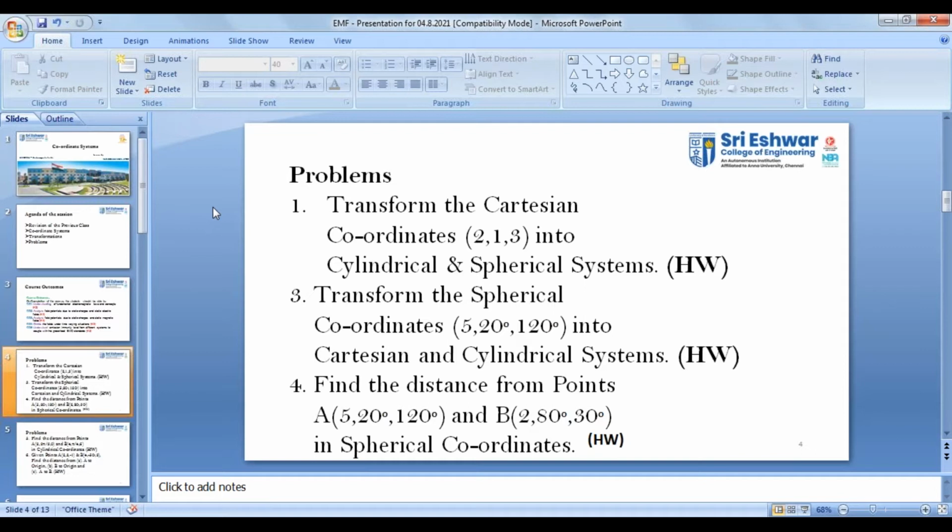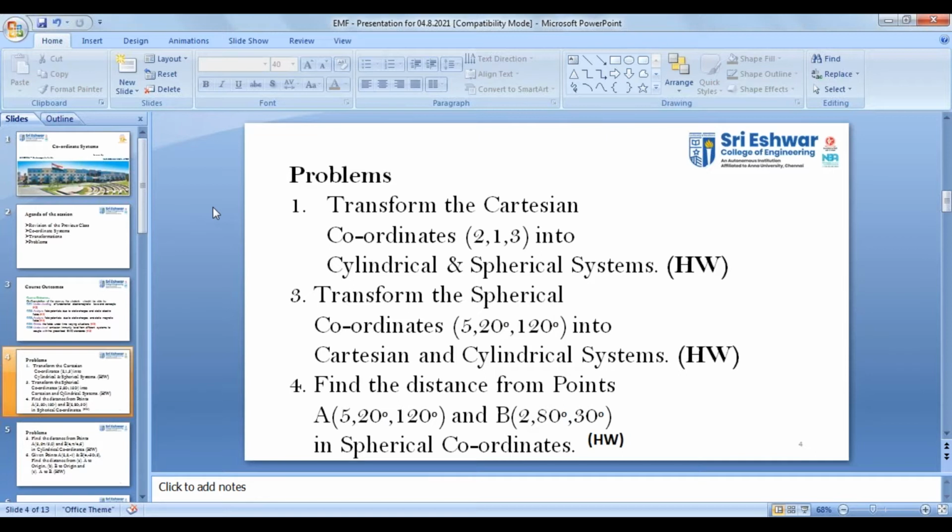So cylindrical to spherical, as we know already, cannot be done directly, so we have to use Cartesian system as the intermediate. Right? So convert cylindrical to Cartesian, then Cartesian to spherical. In the same way, spherical to cylindrical, directly we don't have any formula. Try to convert the given spherical system into Cartesian system, then convert the obtained Cartesian system into cylindrical system. That is the method available.